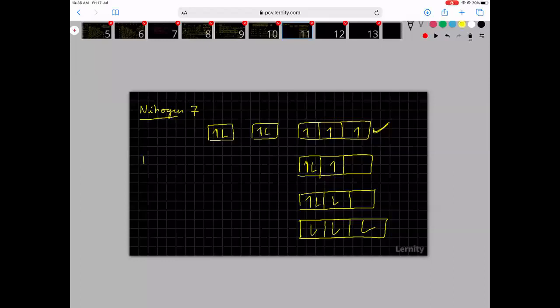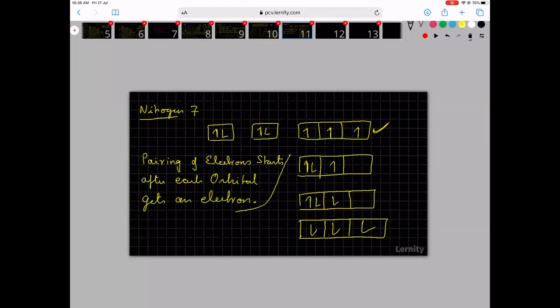Pairing of electrons starts after each orbital gets an electron. Pairing will not start till then. This is also Hund's rule.